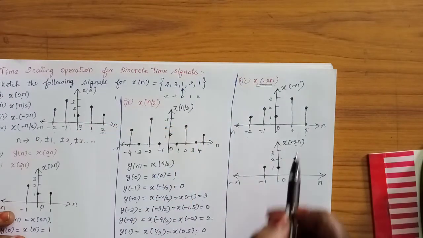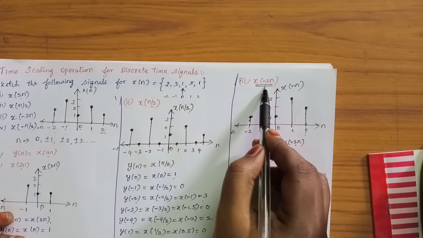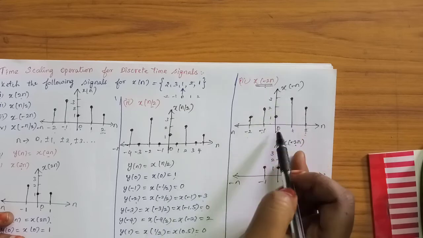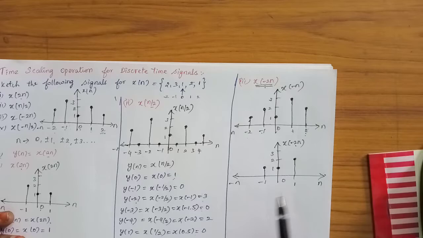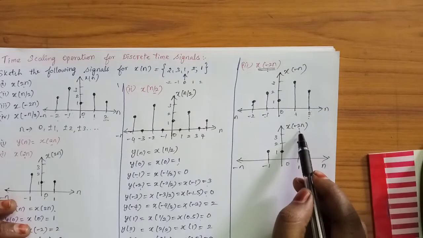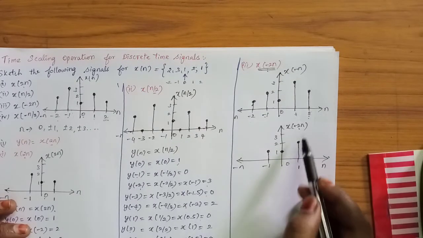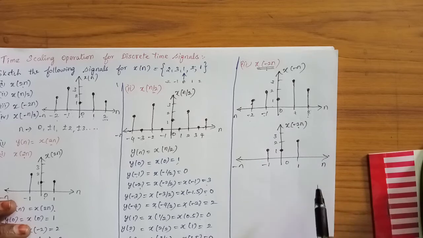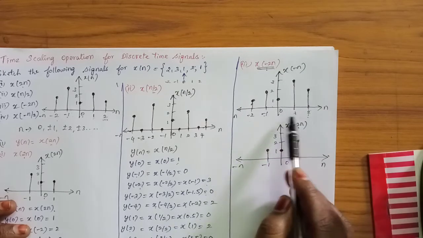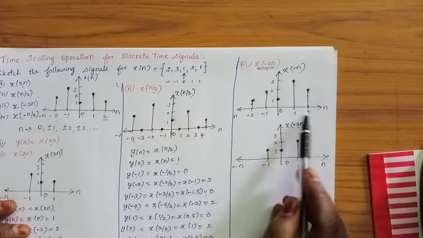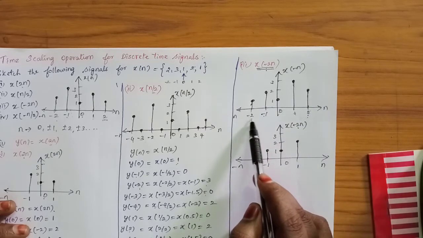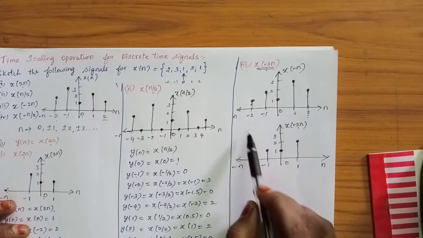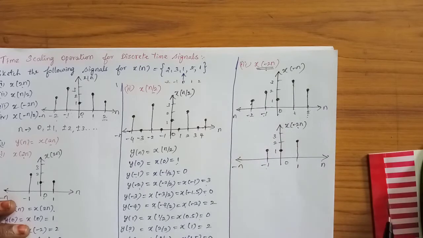Okay, so for x of minus 2n, first we have to perform the time reversal operation, that is, we have to plot x of minus n, and then we have to perform the time scaling operation. So we have to divide the samples by 2. While dividing, we have to discard the minus 1 and 1 samples, and we'll get only samples at minus 2 and 2. Dividing by 2, they move to minus 1 and 1 positions.